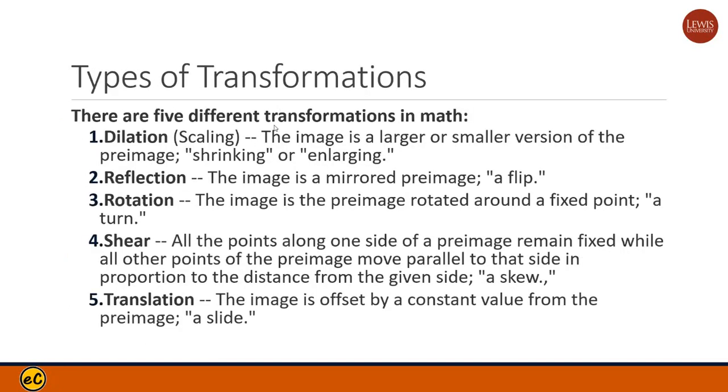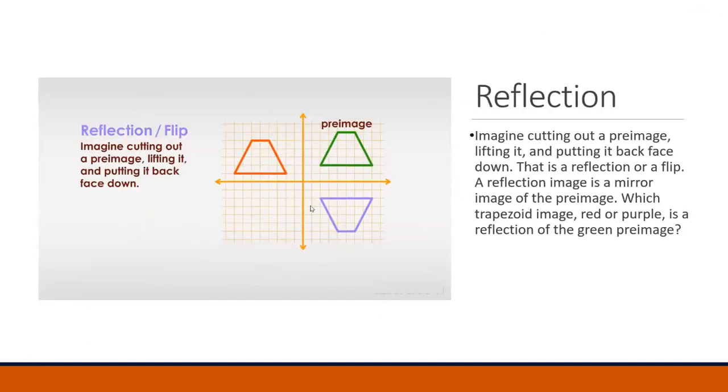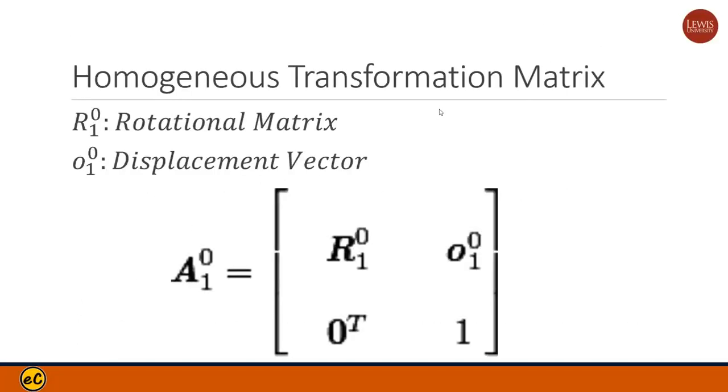So here we have different transformations: scaling, dilation, reflection, rotation, shear, which is a skew. But we are dealing with rigid bodies, so shear and dilation we don't discuss, but even those you can still come up with a matrix for. And translation. So now you can look at these different effects and their different homogeneous representations.